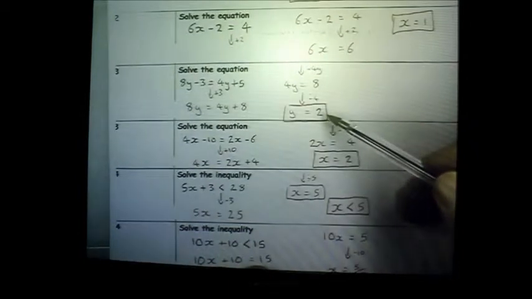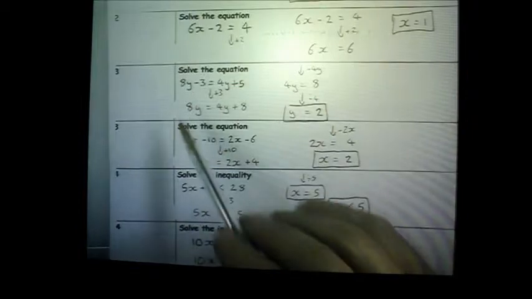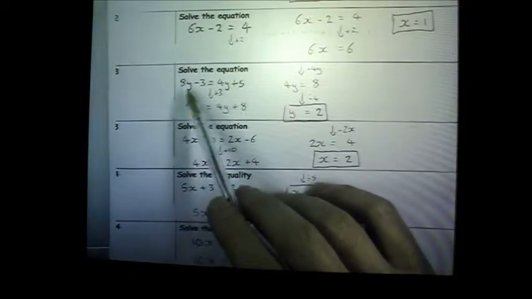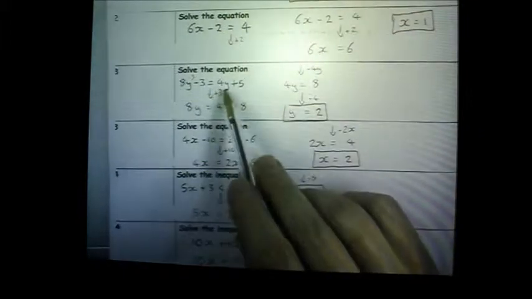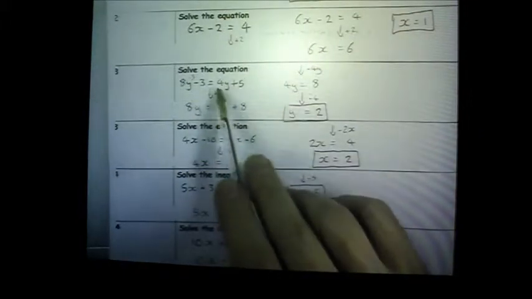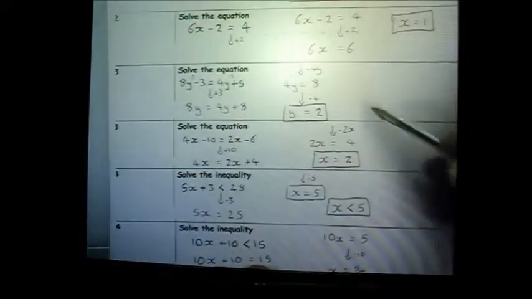Nice little tip for these is you can check if you've got it right. If y is 2, 8 2s are 16, take away 3 gives you 13, and 4 2s are 8, add 5 also gives you 13, so you know you've got it correct.